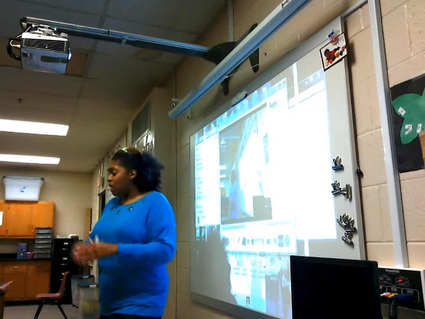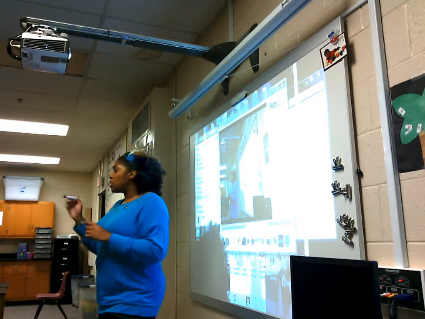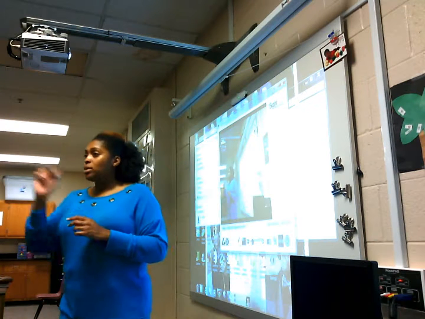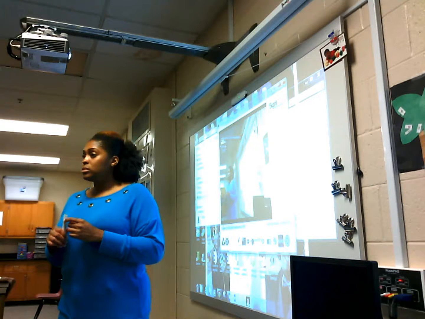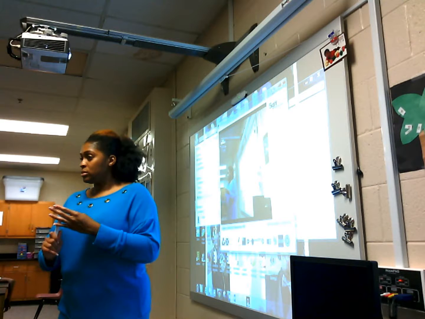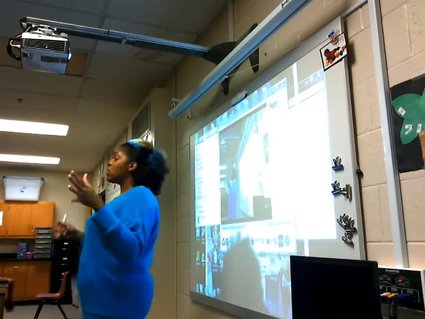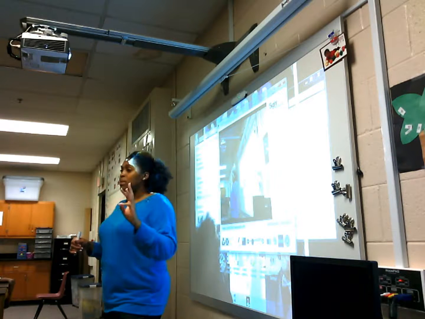So let's say I have a metamorphic rock here, and I want to change it to a sedimentary rock. What's the process of formation that changes it to a sedimentary rock? Weathering, erosion, deposition, compaction, and cementation. Very good. So the metamorphic rock has to go through weathering, erosion, deposition, compaction, cementation.